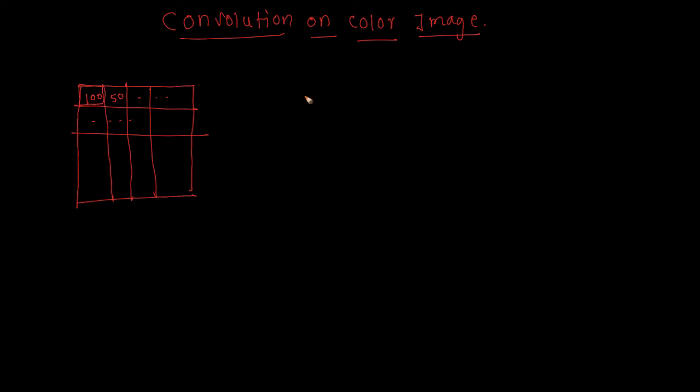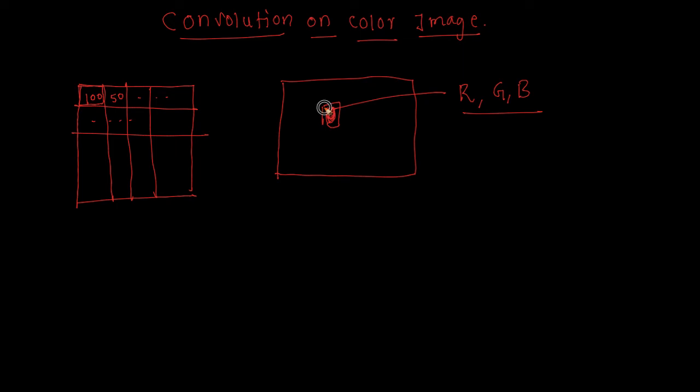In case of a colored image, now, a pixel in the colored image has three components. If I take out this pixel, this has three components: red component, green component, and blue component. That means in order to represent this pixel, I need three values, right?